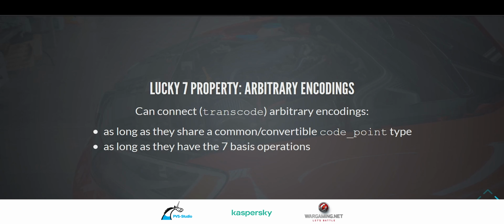The other thing about Lucky 7 is that you can connect arbitrary encodings, right? As long as they share a common or convertible code point type, and as long as you have an encoding object that has the 7 basis operations, I can connect your random encoding that you wrote 5 years from now to what I wrote today. Period. There is no compromise on this. Every single part of that work is usable from now until eternity, right?